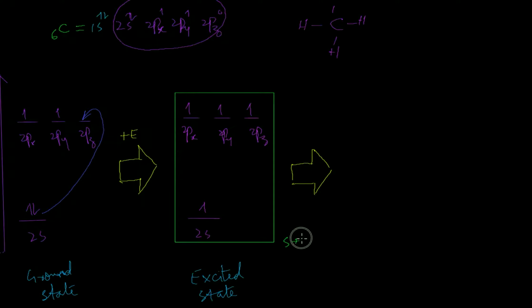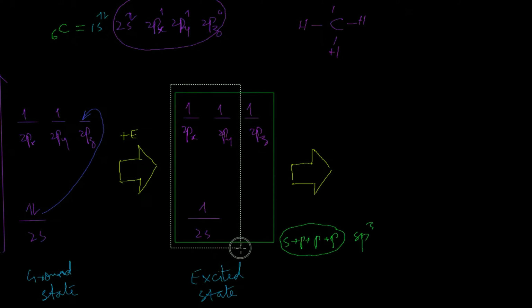one s plus 3p, so it will be called sp3 mixing. Similarly, it may happen that 1s combines with only 2p. This will be another type of mixing, and that will be called, this is 1s plus p plus p, so this is sp2 mixing.